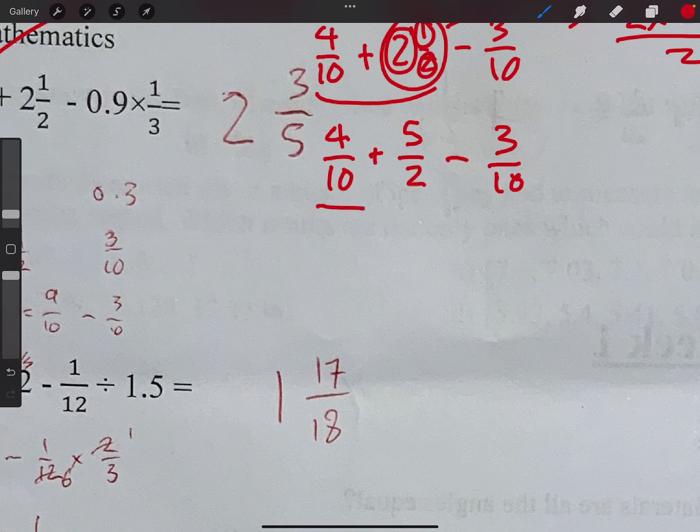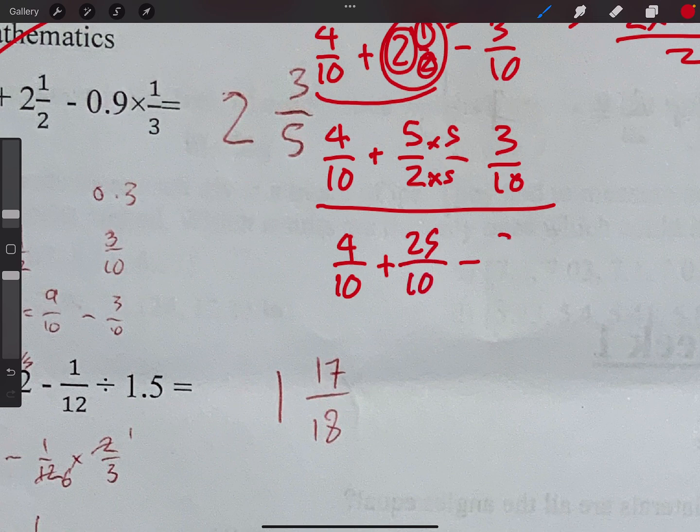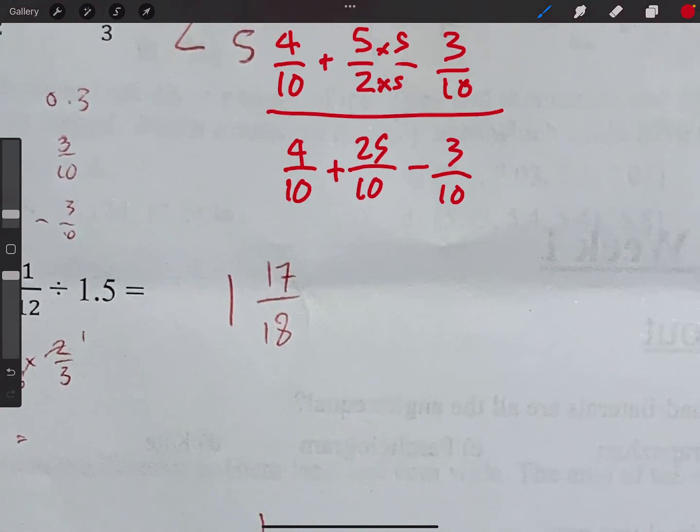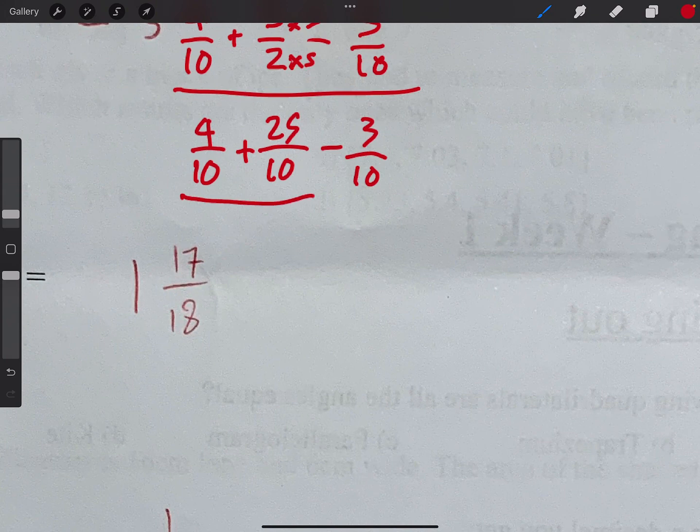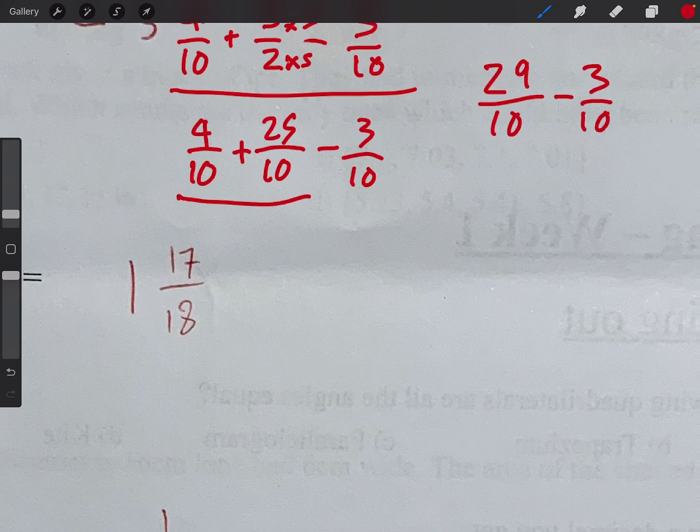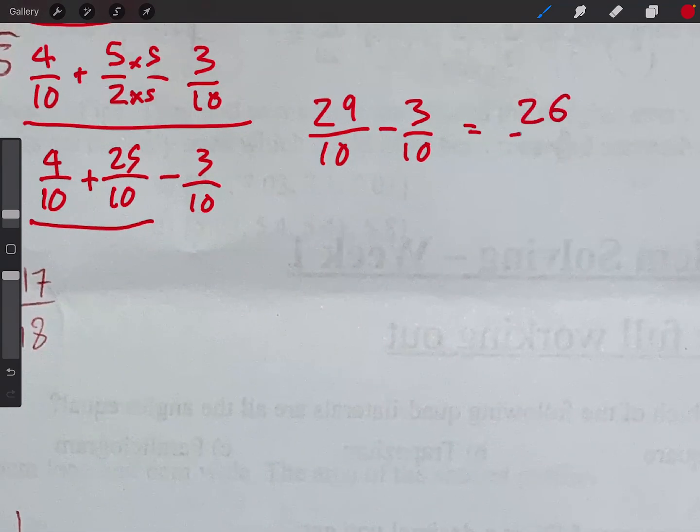Now we have to make all of this the same denominator. This will be 4 on 10, plus, we times this by 2, sorry, not by 2, by 5. Times this one by 5, you get 25 on 10 minus 3 on 10. Now again, we got to do BODMAS, left to right, left first, so that's 4 on 10 plus 25 on 10, that makes 29 on 10. And then take away 3 on 10, and that'll give us 26 on 10.